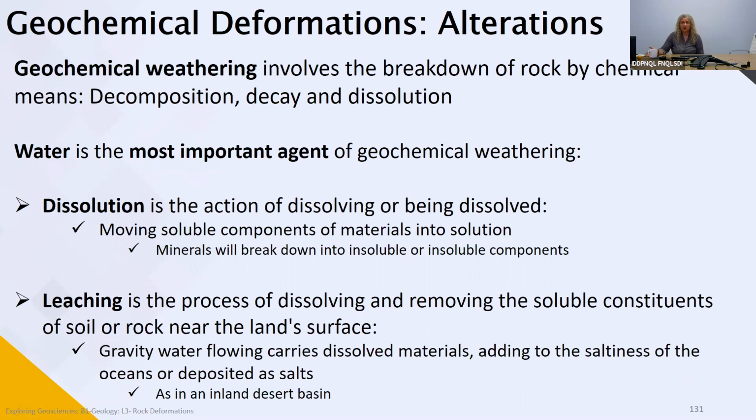So what does it cause? It will cause some dissolution and some leaching. Dissolution is the simple act of dissolving or being dissolved. Moving soluble components of materials into solution, the minerals will break down into soluble and insoluble components. Leaching is the process of dissolving and removing the soluble constituents of soil or rock near the land surface. Gravity water flowing carries dissolved materials, and this would add to the saltiness of the oceans or be deposited as salts.